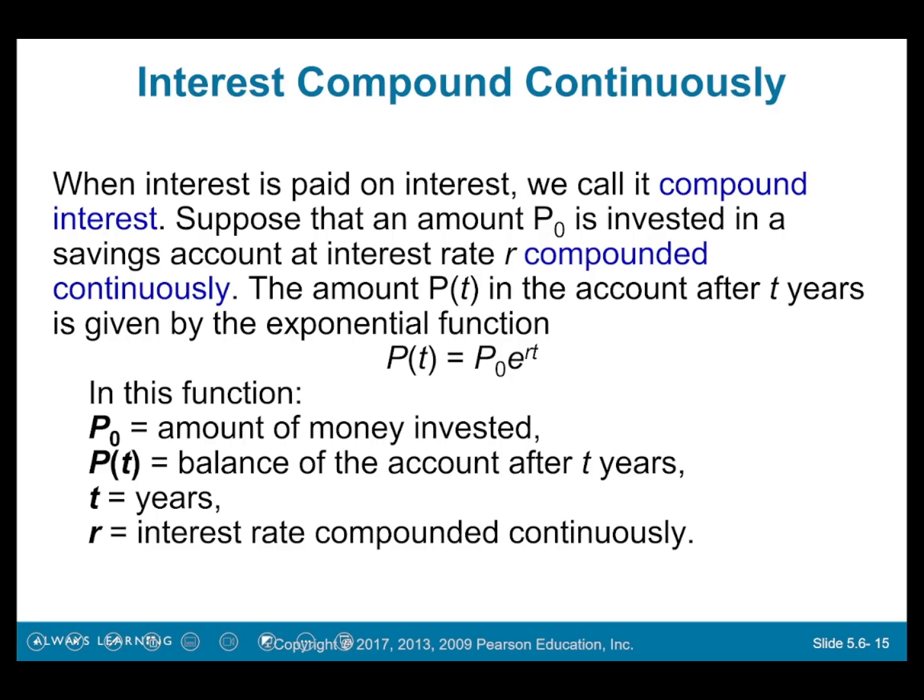Well, then our PERT equation actually gives the amount in the account after t years. So we get our P of t equals P0 e to the rt again. And again, P0 is the initial amount of money. Our P of t gives the balance after t years. So we plug in some time and we get the balance of that account. T, of course, is in years, and r is the interest rate that we're compounding at.